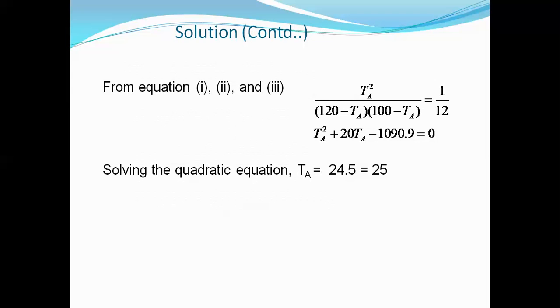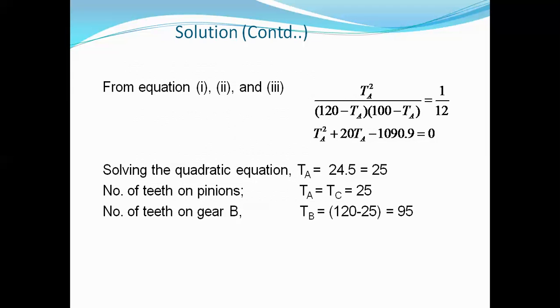Number of teeth on A pinion 25. TA మీద ఎంత ఉంటే TC మీద కూడా అంతే కదా, TC is also 25, right? And మనకి ఈక్వేషన్ ఉంది, TB ఎంత, 120 minus TA, 120 minus 25, 95 on TB, and TD 100 minus TA, 100 minus 25, కాబట్టి 75. So TA, TC, TB, TD, all teeth values came.